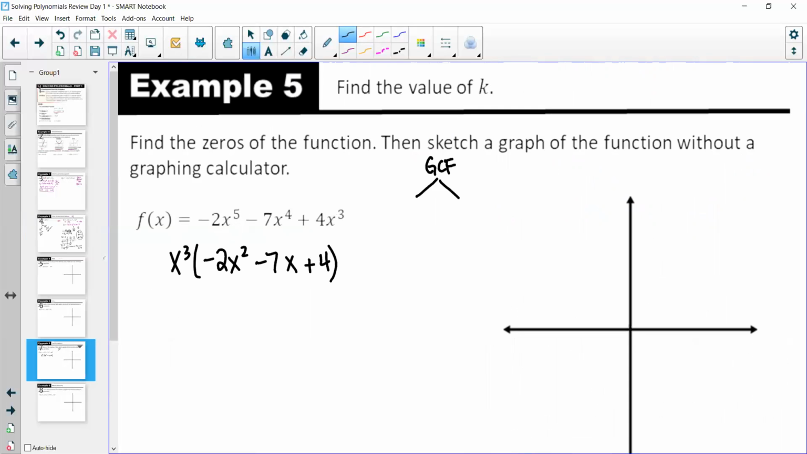Now the next thing we're going to do is try to factor it. And if factoring works, awesome. If not, we'll do the rational root theorem. So let's try both. I always like to try factoring first because factoring is easier, but you can always do the rational root theorem and it'll never be wrong.